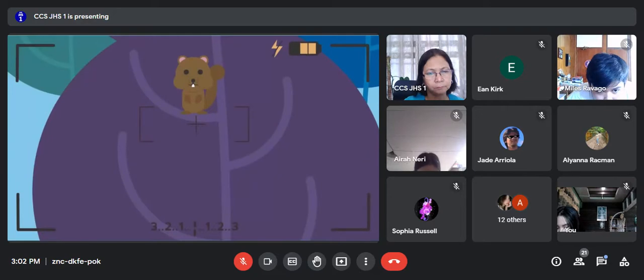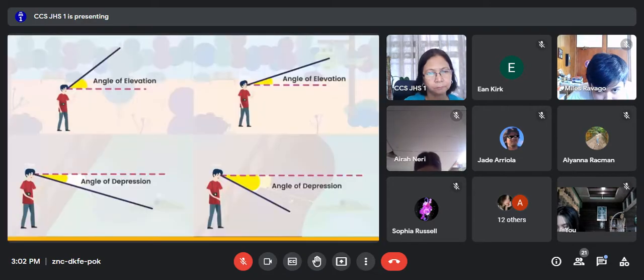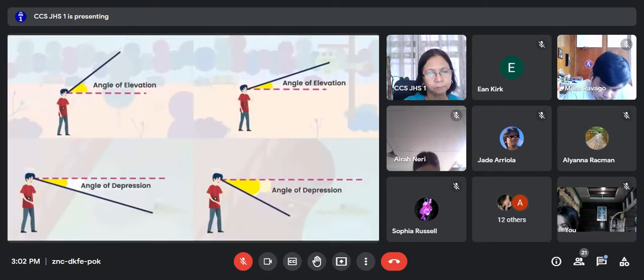Dylan takes a picture of the squirrel and walks on. All in all, when we look up, an angle of elevation of the object from us is formed. Specifically, angle of elevation is the angle between the horizontal and line of sight. When we look down, an angle of depression of the object from us is formed. And an angle of depression is the angle between the horizontal and the line of sight too.